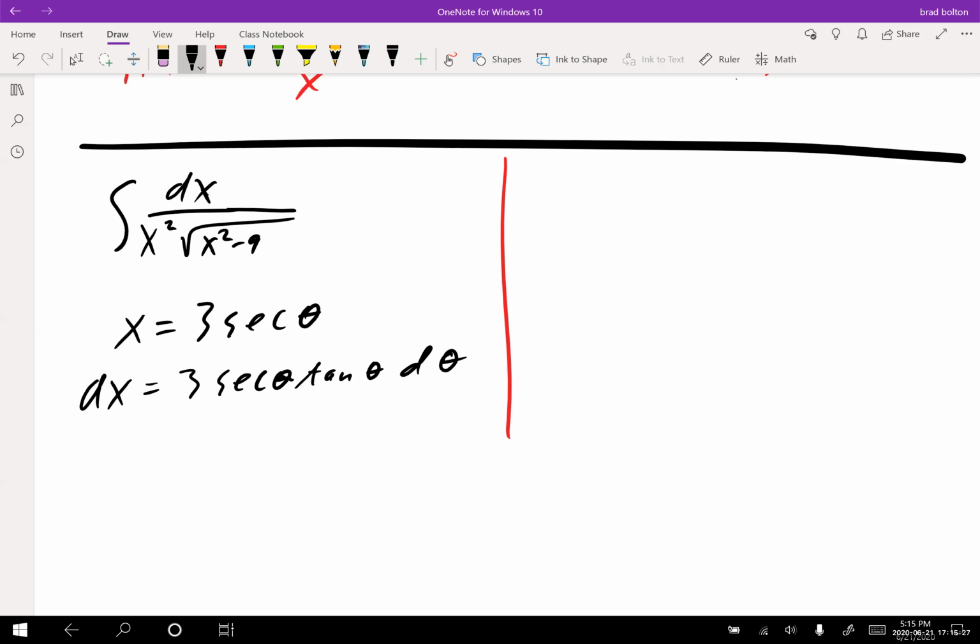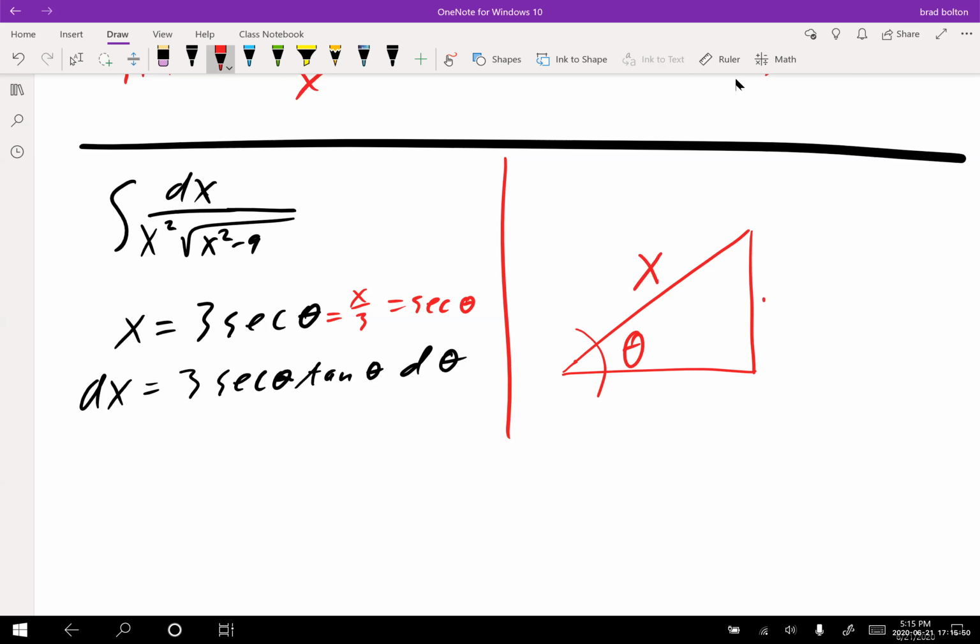So I'm going to come over here and draw my triangle. And that's theta, right? And we know that because x is equal to 3 secant theta, we know that x over 3 is equal to secant theta. So kind of using the thinking from the last problem where we were just reviewing trig. So that means that the hypotenuse will be x. This will be the square root of x squared minus 9, and this will be 3. Okay. So this is the triangle that we've just built based on theta, right? And based on this rule that we made up, all right?